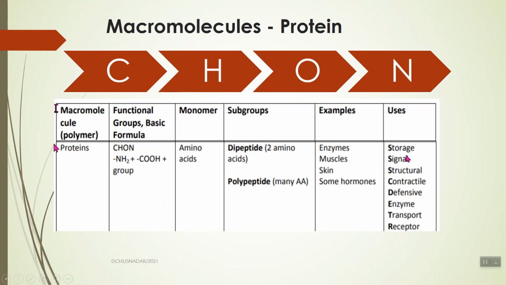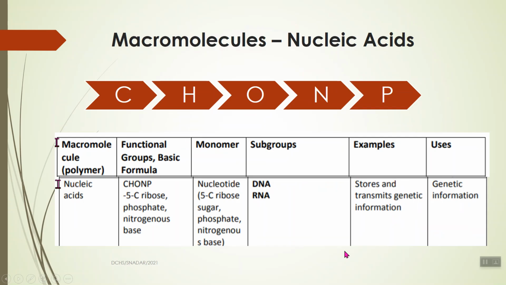So the main functions of the proteins are really essential: storage in chicken, egg; chemical messengers or signals; structural protein, which is muscle; contractile protein, which is cilia and flagella; defensive proteins, which is antibodies; enzymes, all enzymes in our body are proteins; transport proteins, which is in the cell membrane, move the molecule in and out of the cell; and receptor protein in the cell membrane as well.